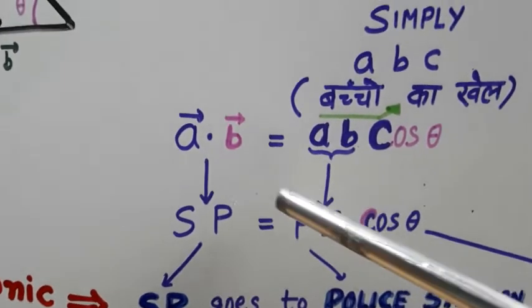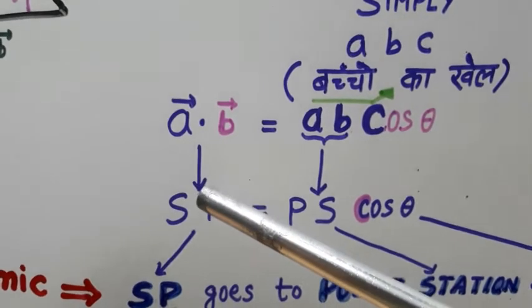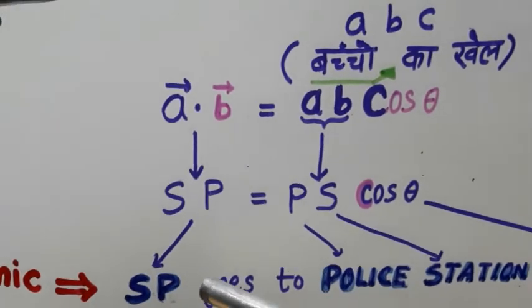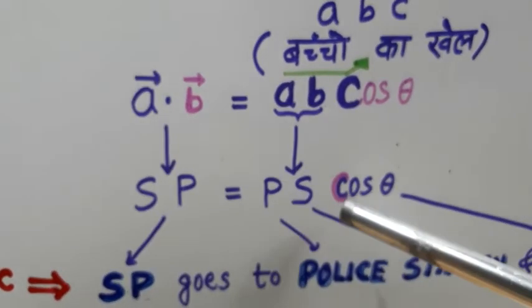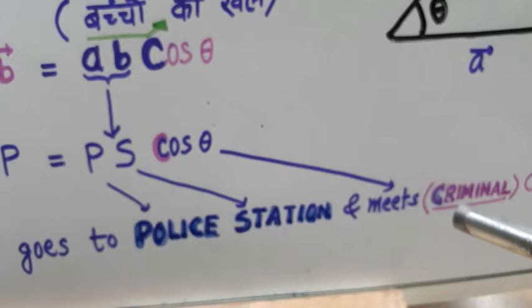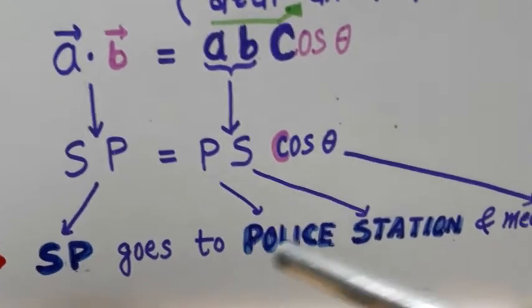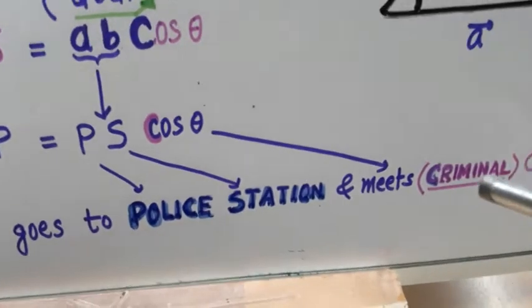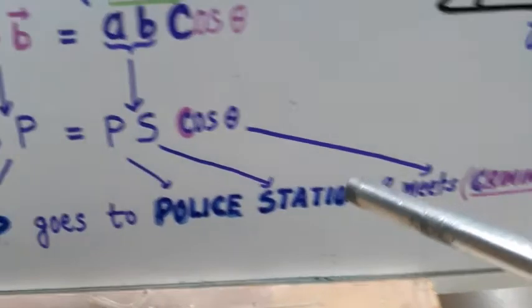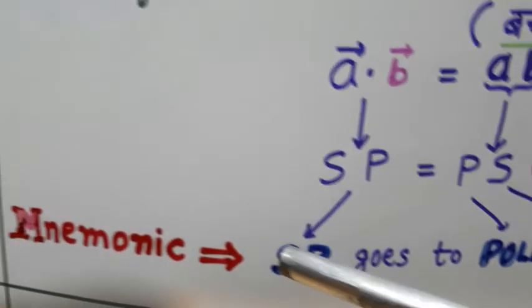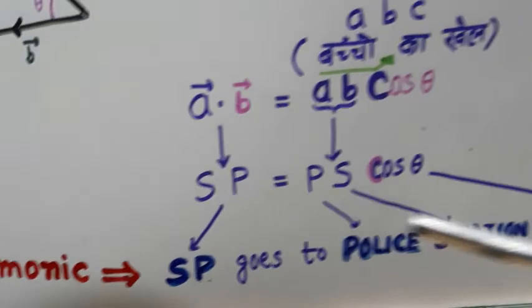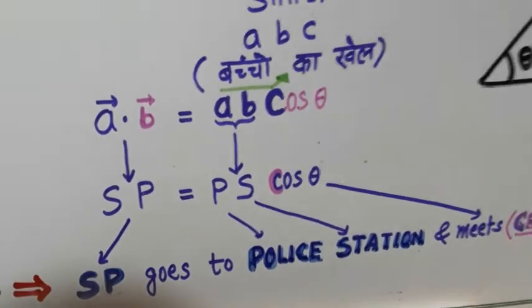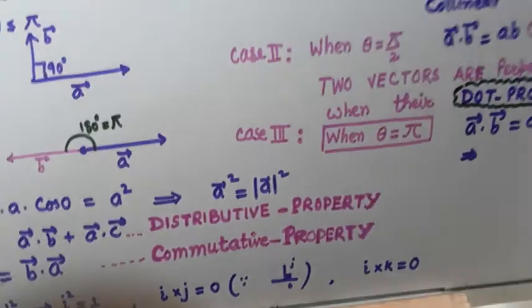So the mnemonic is SP goes to police station. SP goes to police station, meets the criminal cos theta. Look here, SP goes to police station and meets the criminal cos theta. ABC. Very simple. Now, this is simply बच्चों का खेल. ABC. Now, let us go to further properties of the scalar product.